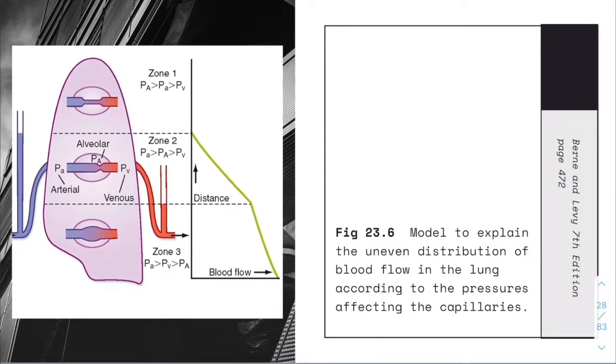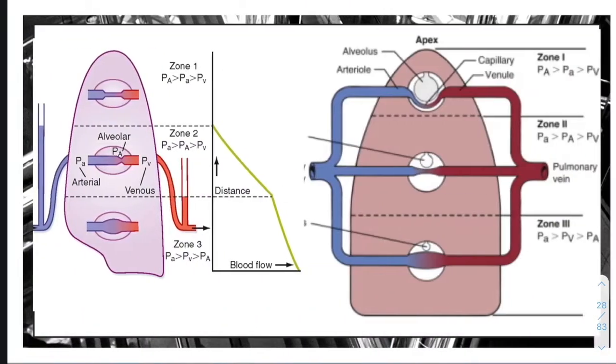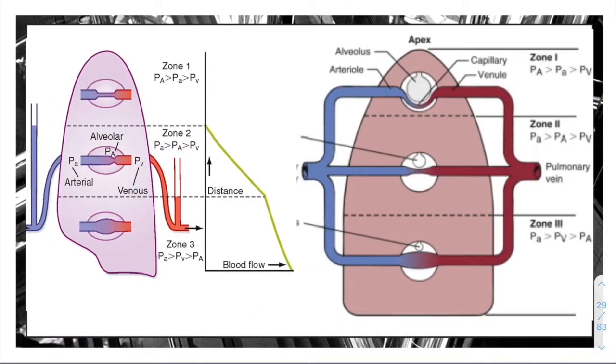Okay, so normally you have three lung zones. Your zone 1, okay, your zone 2, and your zone 3. So this is at the level of the heart, okay, middle portion. So this model explains why there is an uneven distribution of blood flow in the lungs according to the pressure affecting the capillaries. So to clearly illustrate, no?